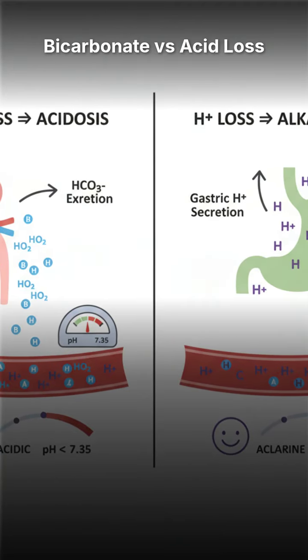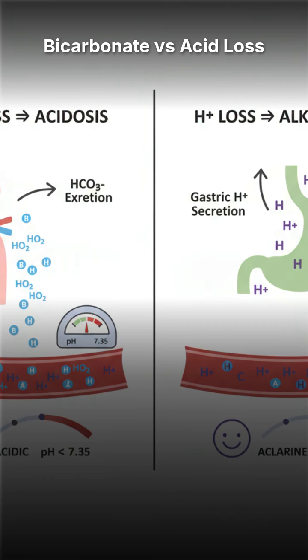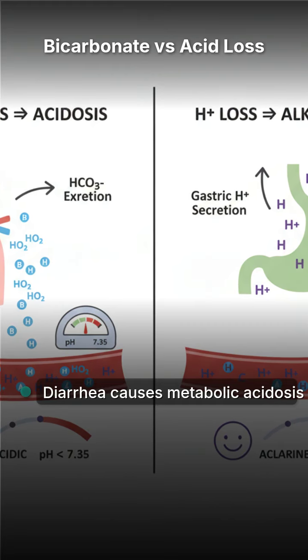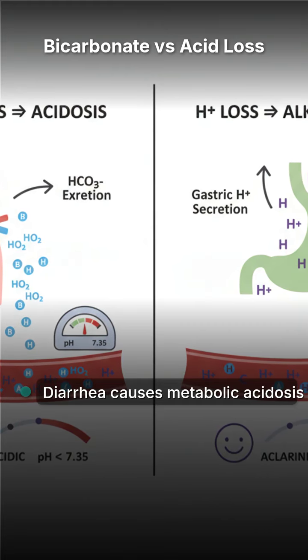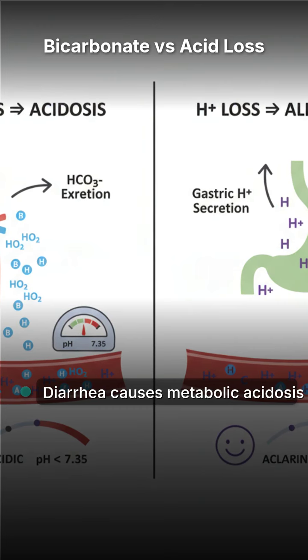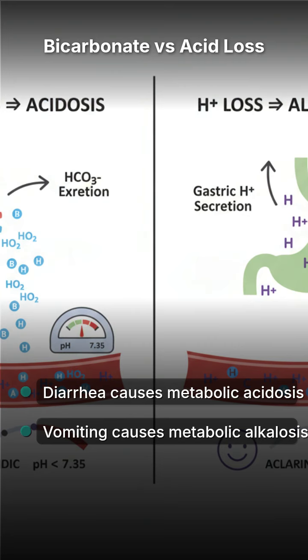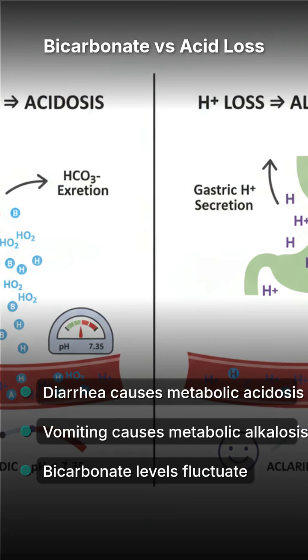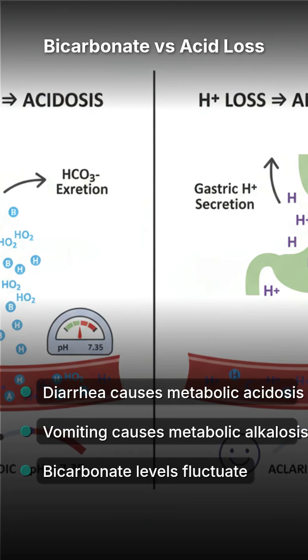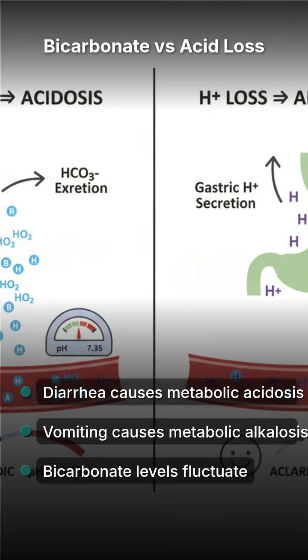Diarrhea leads to the excessive loss of bicarbonate from the lower GI tract, resulting in metabolic acidosis. Conversely, vomiting removes stomach acid, which triggers a rise in serum pH and leads to metabolic alkalosis. Both conditions involve significant changes to bicarbonate levels that nurses must interpret correctly.